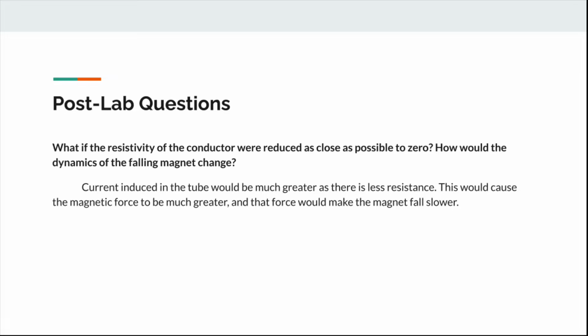We also had some questions that we wanted to answer after the experiment. The first one is, what if the resistivity of the conductor were reduced as close as possible to 0? How would the dynamics of the falling magnet change? The current induced in the tube would be much greater as there is less resistance. This would cause the magnetic force to be much greater, and since that force is acting upon our falling magnet, the magnet would fall a lot slower. There is a chance that the current induced would be so great that it could even stop the magnet from falling altogether and perfectly balance out the gravitational force.